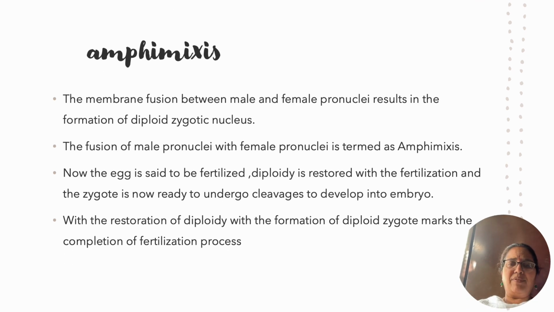The membrane fusion between the male and female pronuclei results in the formation of the diploid zygotic nucleus. The fusion of the male pronucleus with the female pronucleus is termed amphimixis. Now the egg is said to be fertilized and diploidy is restored, and the zygote is ready to undergo cleavages to develop into a new embryo. The restoration of diploidy with the formation of the diploid zygote marks the completion of the fertilization process.